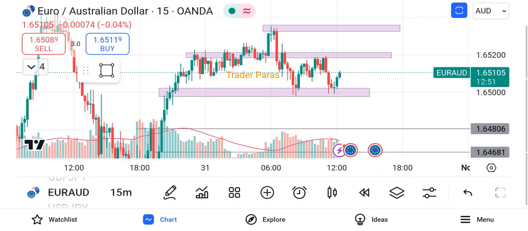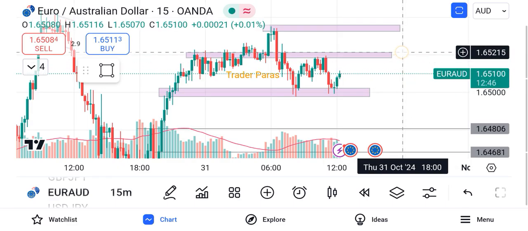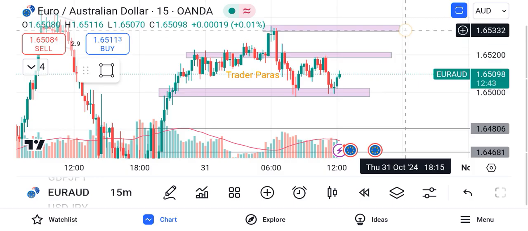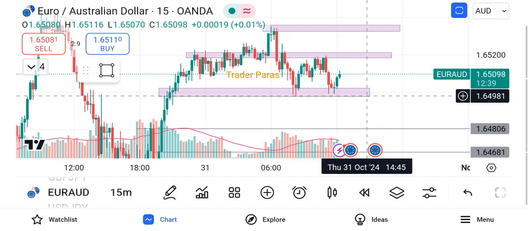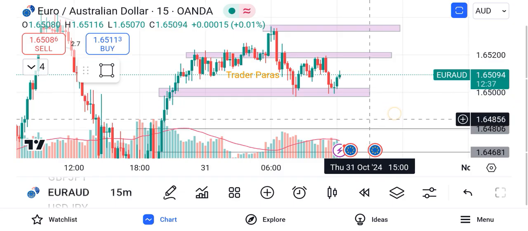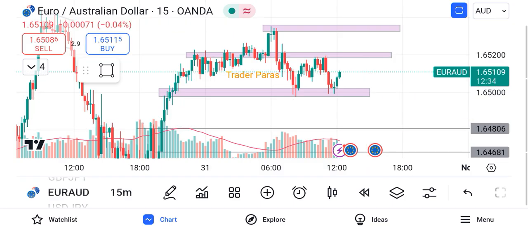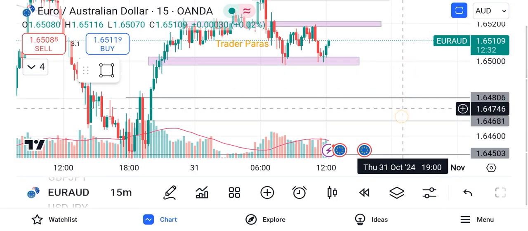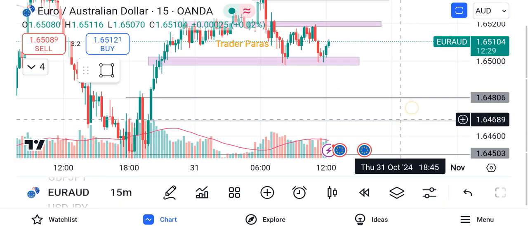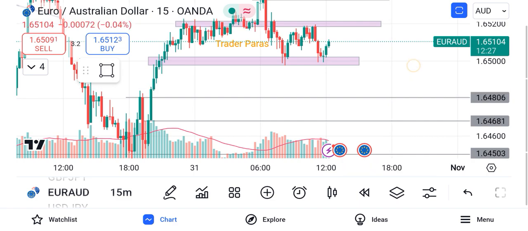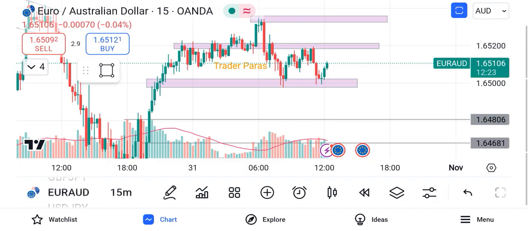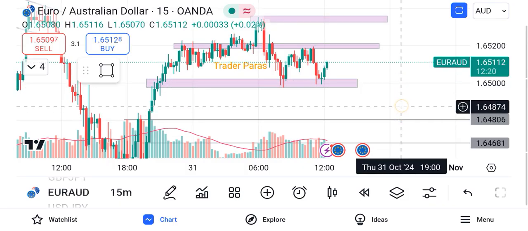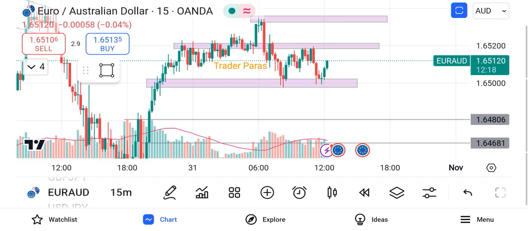This is Euro Australian dollar, 15-minute time frame. You can buy this level breakout and target is this, and sell breakdown this level. You can achieve first target is this and second target is this. You can click the screenshot and draw the particular level of this target. You can trade your own risk reward ratio.